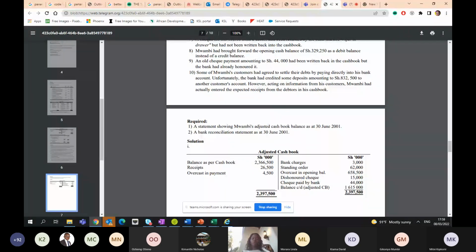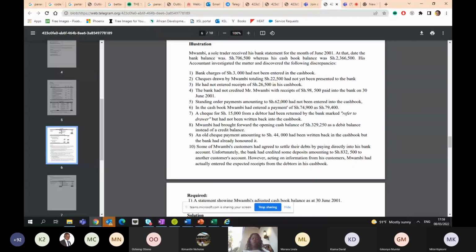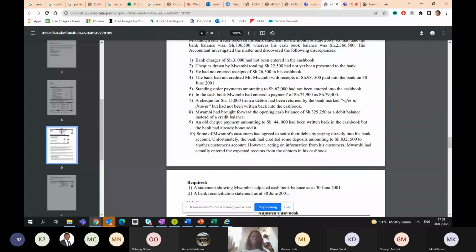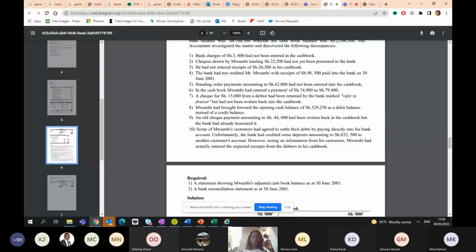Then we go to number 2, checks drawn by Mwambi totaling 22,500 have not been presented to the bank. So these words can guide you. That is an unpresented check, or just know your check is presented to the bank. You can always think of it that way if the whole credit present thing is confusing you. So that one we will just put a mark there. I can't put a mark now because it's PDF, but ideally you can put a mark with your pencil or pen, and know that that is one of the issues you're going to handle at the next stage.